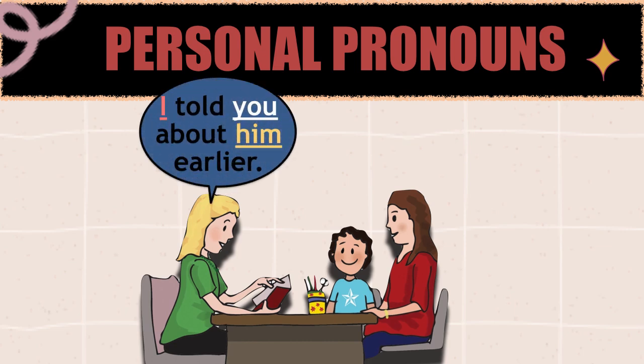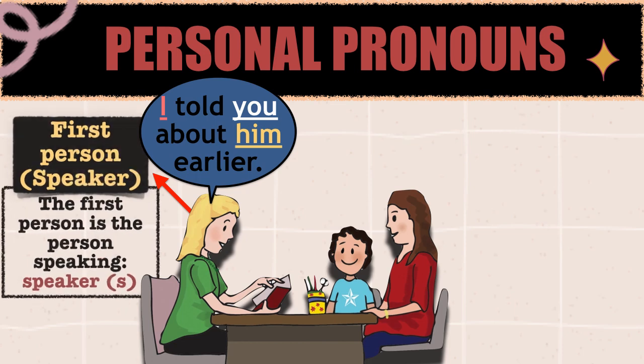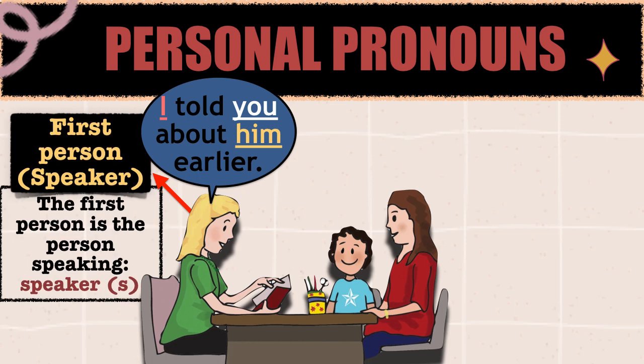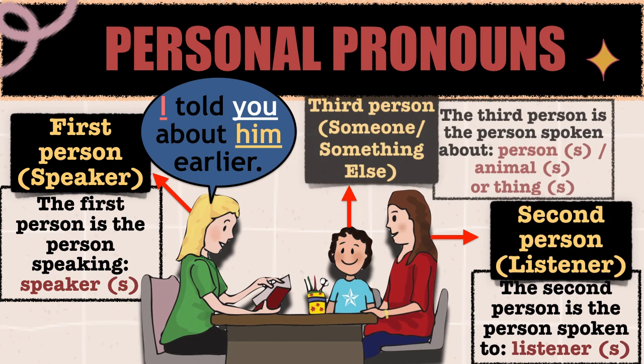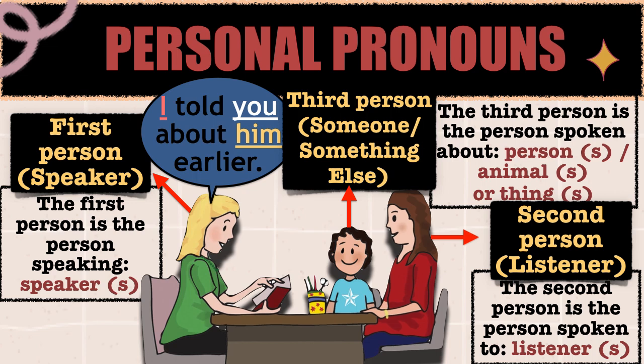I told you about him earlier. Let's break it down. First person, speaker, I. The person speaking. Second person, listener, you. The person being spoken to. Third person, someone or something else, him. The person being spoken about. In every conversation, pronouns shift depending on who is speaking, listening, or being talked about.